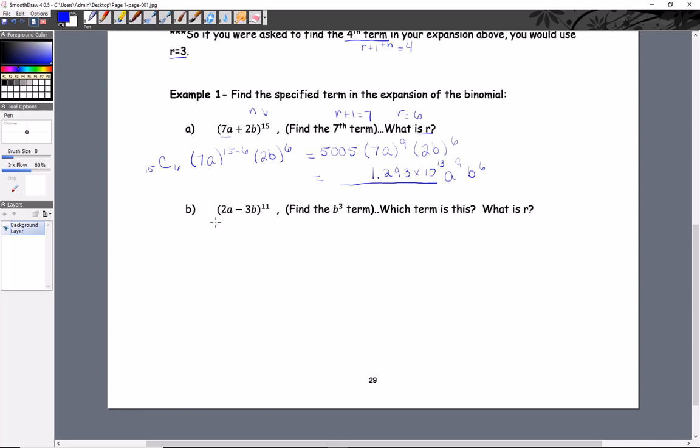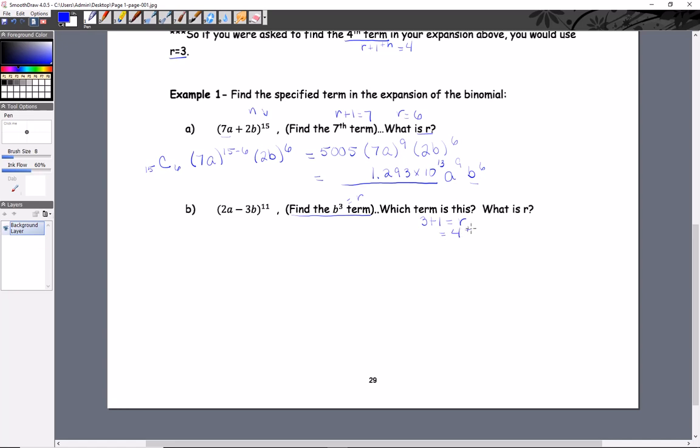Okay, so for letter B, they've changed it up a little bit. They want you to find the b to the 3rd term. Well, this is going to be r, all right, because when you have a and you have b, well, the b comes second. So if it's the b to the 3rd term, then that is the exponent that determines the r. So which term is it? It's just going to be 3 plus 1, r plus 1, so that will equal 4.